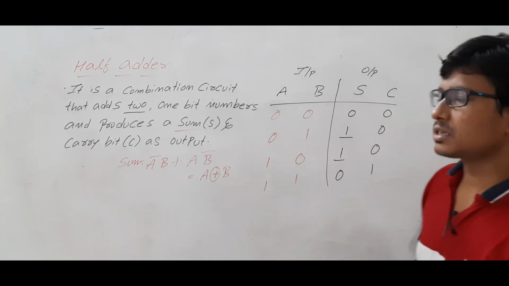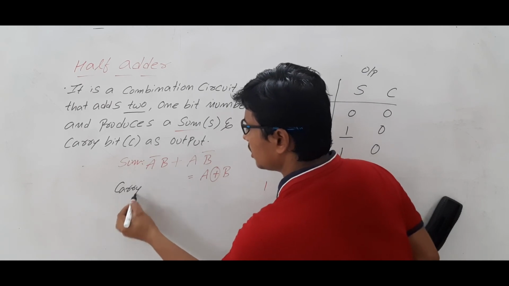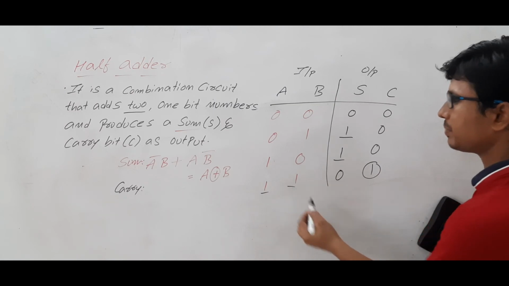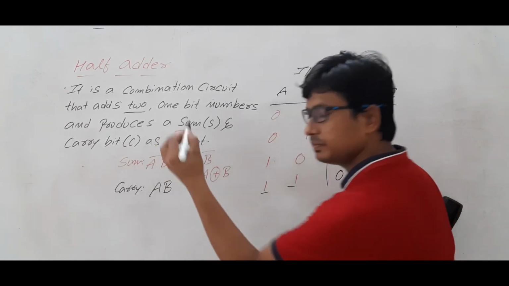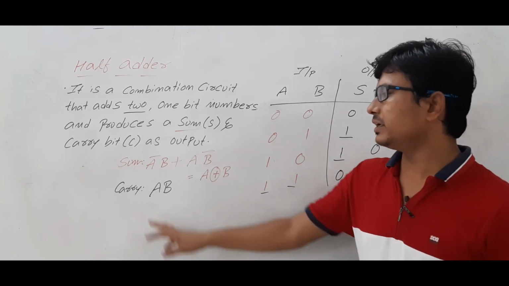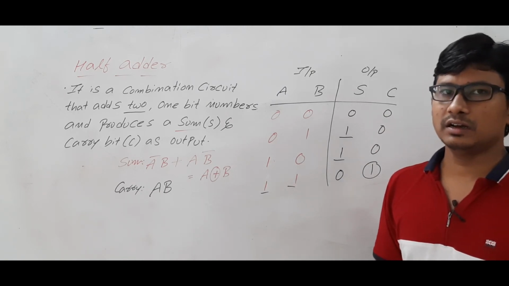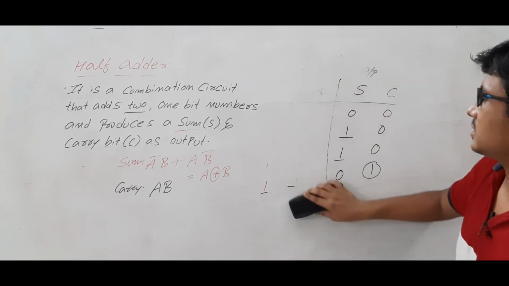Now let me discuss the carry. The carry is 1, or it is producing the output 1, here only. So if I represent the min term, I will get the expression AB. So I got the sum as A exclusive OR B, and the carry as AB. Now I can easily construct the combinational circuit for the half adder. Let me discuss how to construct it.